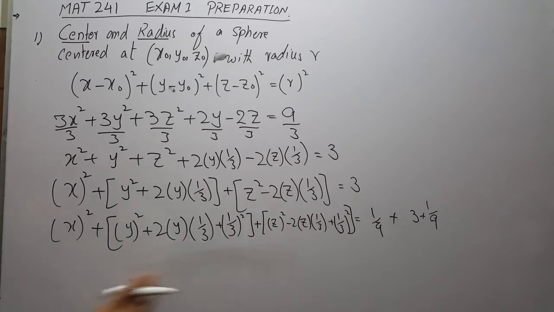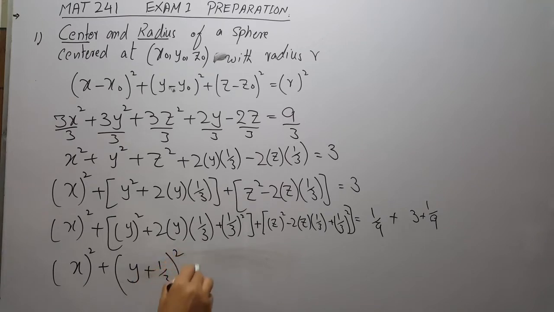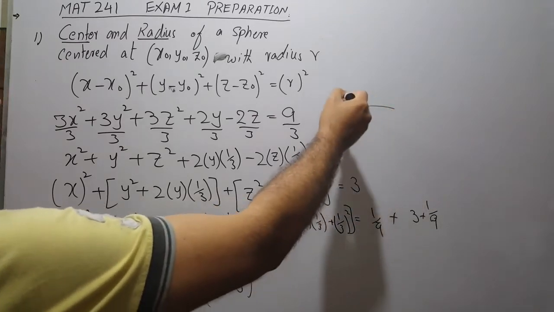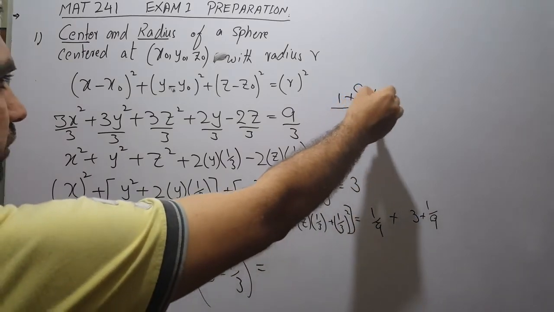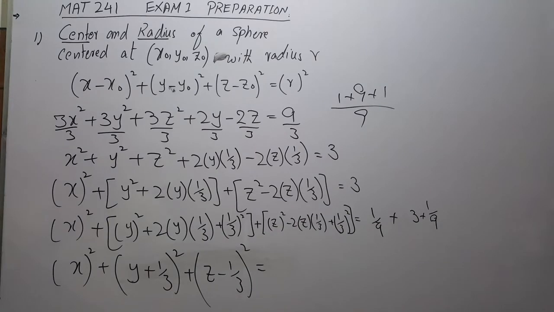Now you can write this down. So that would be x square plus a plus b whole square, where a is y and b is 1 over 3, plus a minus b whole square, where a is z and b is 1 over 3. And then you can take the LCM. You can see that the LCM is 9. So that is 1 plus 3 times 3 is 9, plus 1. That gives us 11 by 9.